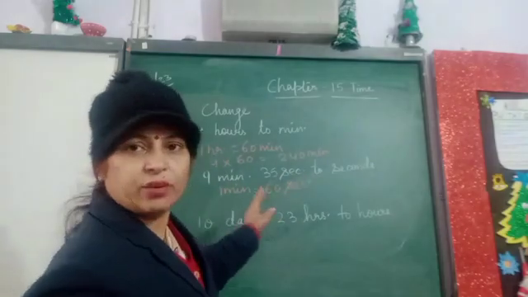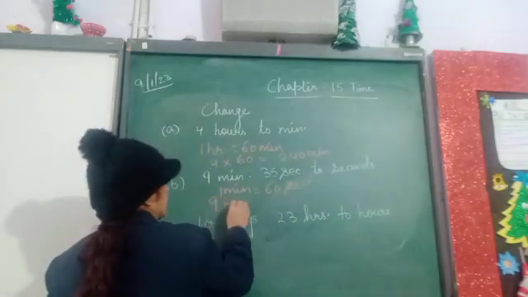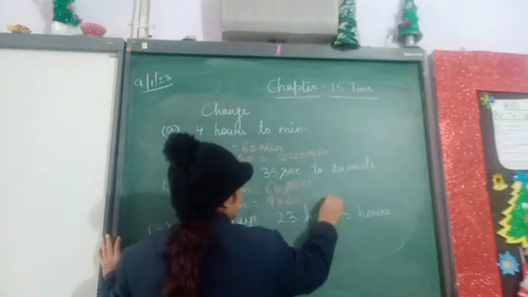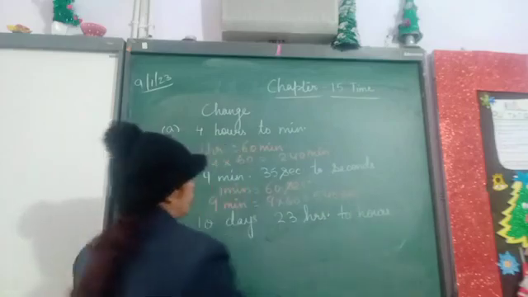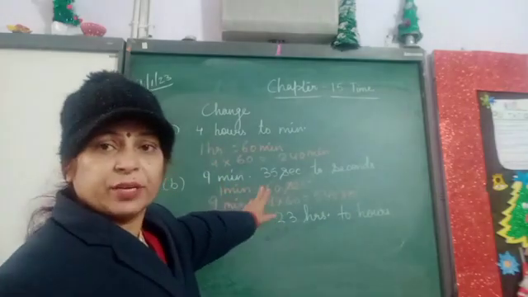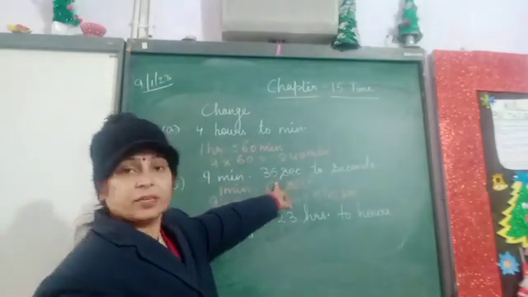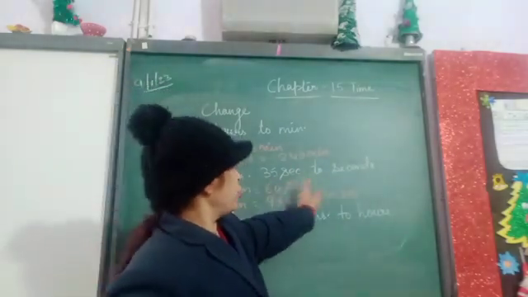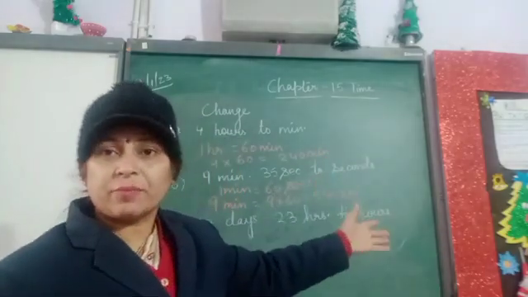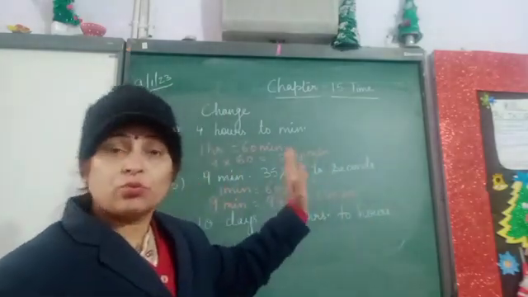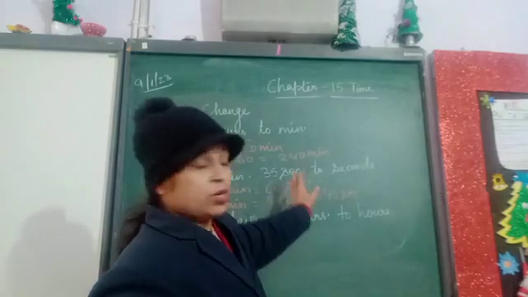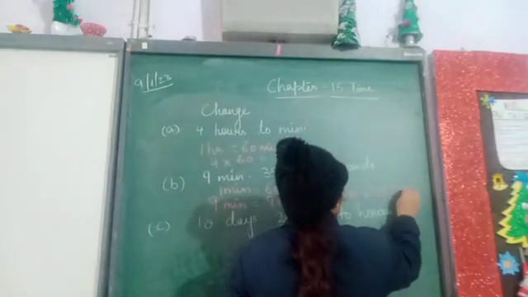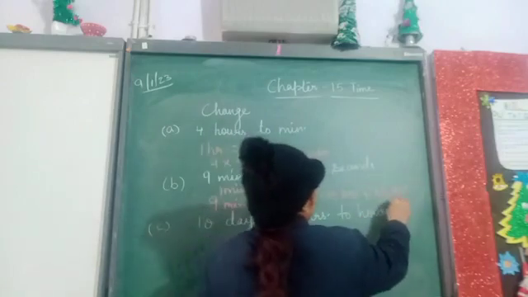So 9 minutes will be 9 into 60. That is 540 seconds. Now children, you have changed only the minute part, that means 9 minutes. What about this 35 seconds? These 35 seconds you will add with this. Why add? Because both the units should be the same. They are the same, so no need to do any kind of change here, you will just add it. So 35 seconds, and when you do the addition, you will get 575.